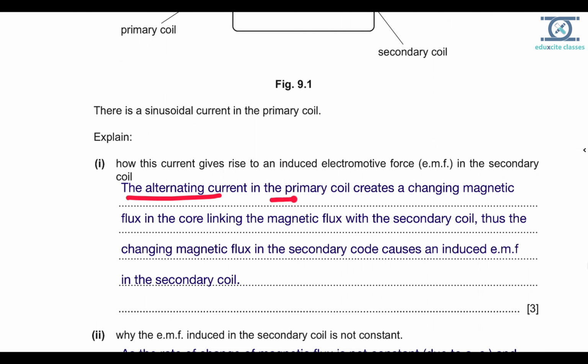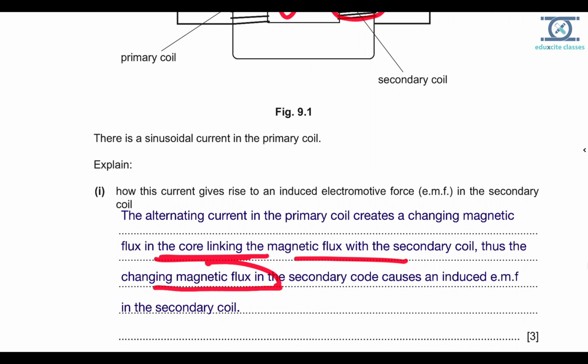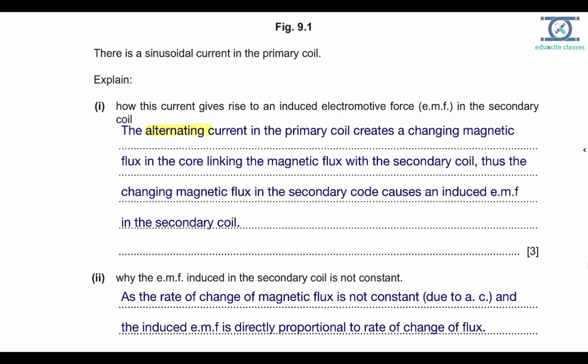The alternating current in the primary coil creates a changing magnetic field. Because the current is changing, the magnetic flux in the core will also change, linking the magnetic flux with the secondary coil. If the magnetic flux is changing here, the magnetic field linked with the secondary coil also changes. Thus, the changing magnetic flux in the secondary coil causes an induced EMF in the secondary coil. So this is of 3 marks. The keywords are: AC in the primary coil creates a changing magnetic flux that is linked with the secondary coil. So the changing magnetic flux causes an induced EMF in the secondary coil.